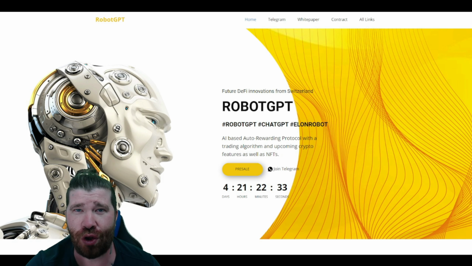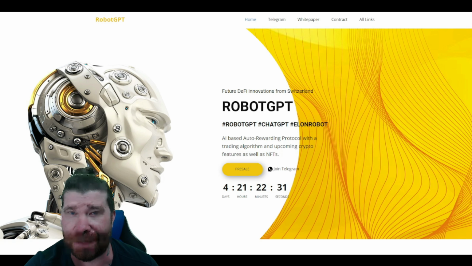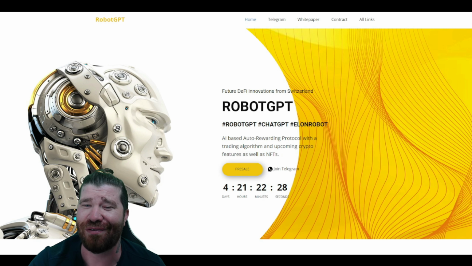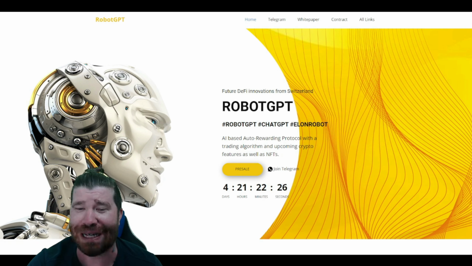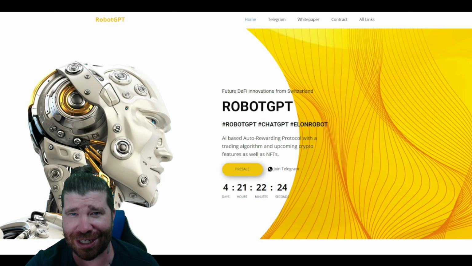I know you guys have all heard of ChatGPT, but have you ever heard of RobotGPT? Ladies and gentlemen, you are definitely going to fall in love with this auto-rewarding protocol. So let's go ahead and dive right into it.